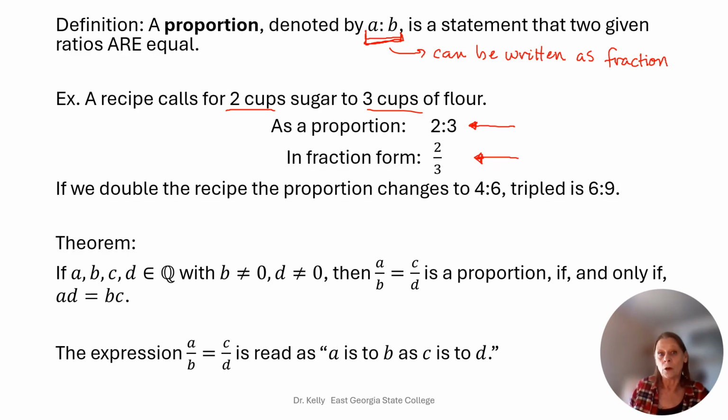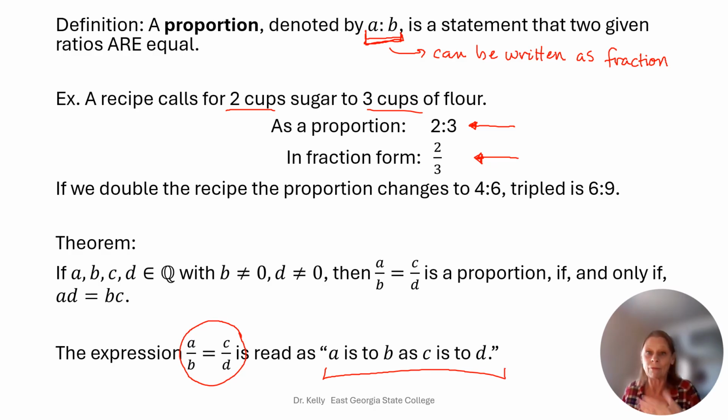Also, to be noted, the way that we say this expression, A over B equals C over D, is A is to B as C is to D. That indicates that we're dealing with a proportion and not just two fractions equal to each other.